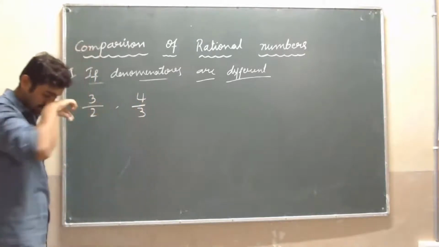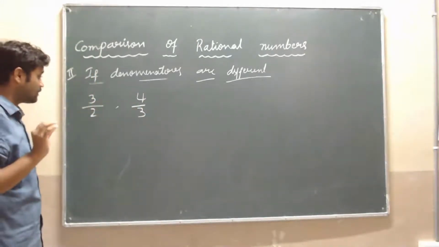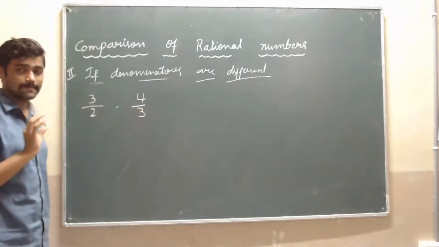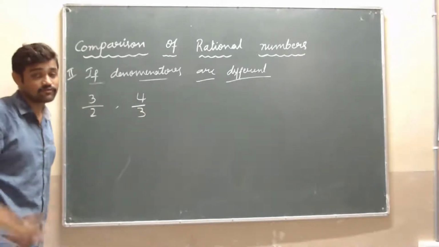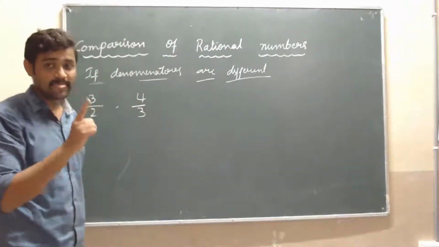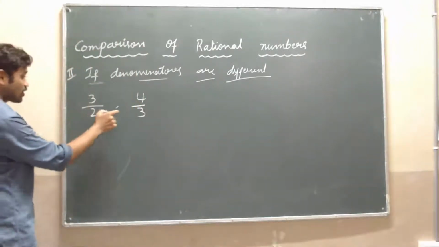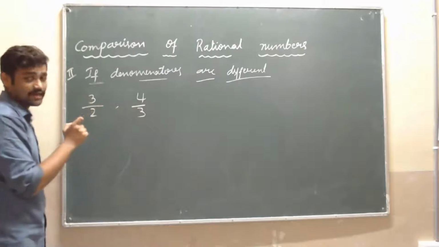Then one more example, which I will take: 3 by 2 and 4 by 3. Here the denominators are different. Then what do we have to do? First thing, we have to make the denominators the same so that we can compare.